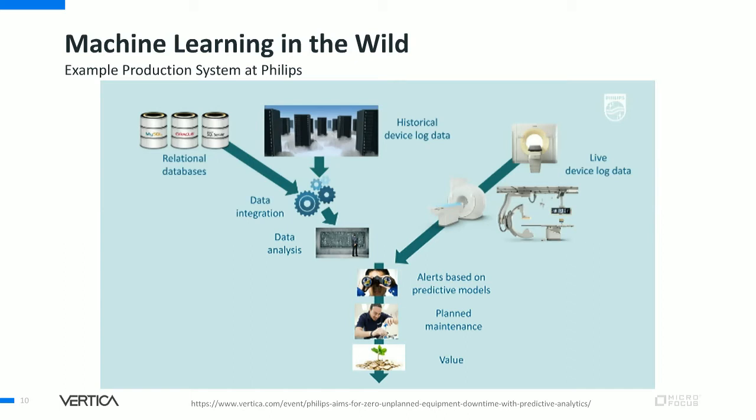So this data in the right branch goes through already trained predictive models, which need to be pretty fast. And finally, it allows Philips to do some maintenance on these machines before they actually break, which helps Philips, obviously, and definitely the medical industry as well. So I hope this slide helps explain the complexity of a live production system and why it might not be reasonable to train your neural networks directly in the system with the live device log data.